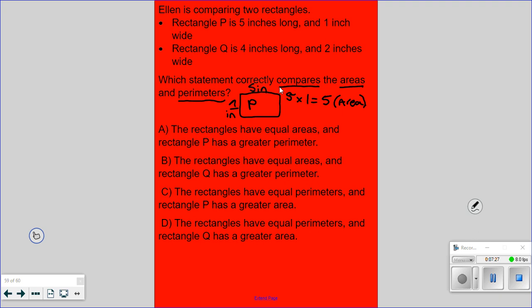How do I solve for the perimeter? How do I do that? I should see like every hand in the air. This is not a trick question. How do I solve for perimeter? Write them.